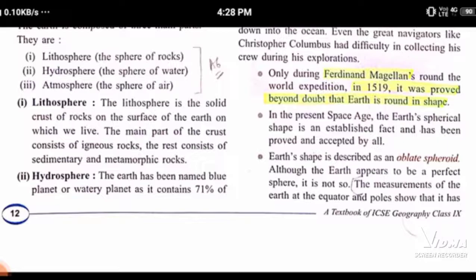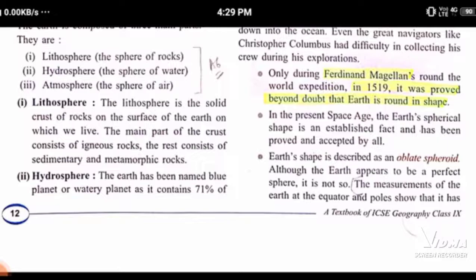And now we are going to discuss hydrosphere. The earth has been named the blue planet or watery planet, as we have discussed, because of the abundance of water.